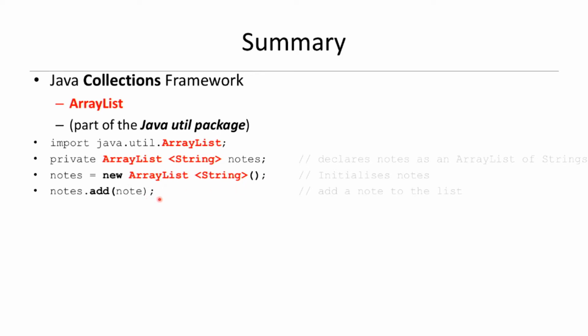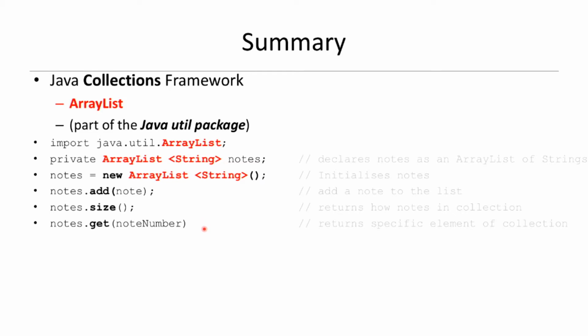Then we have notes.addNote. So here we're calling the add method of the array list. Our array list is called notes. It takes a parameter, and the parameter is a specific note that you want to add. Size at any given time will tell us how many elements are in the array list. It takes no parameters.